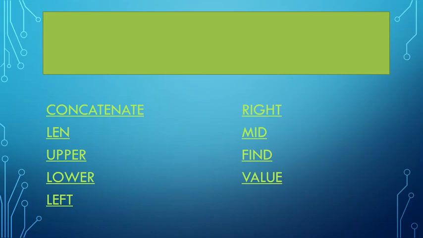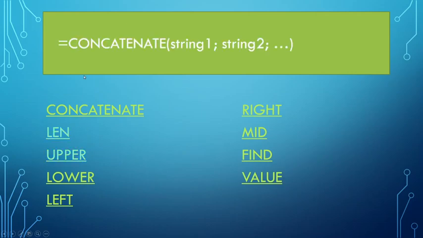And I'm going to click on these to show you how they are built. So obviously we have an equal sign, then we have the function name, and then remember string means text, so we have a text in a specific cell, and then we have our semicolon to separate our arguments or parameters or parts of the function, and then we have our second text, and we can add as many as we want.